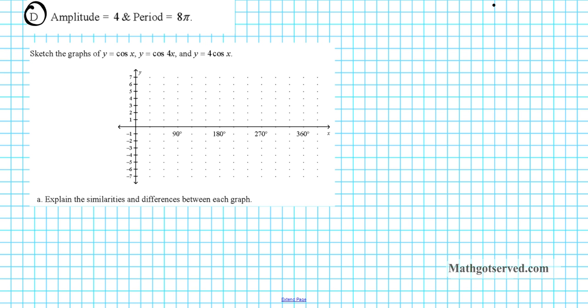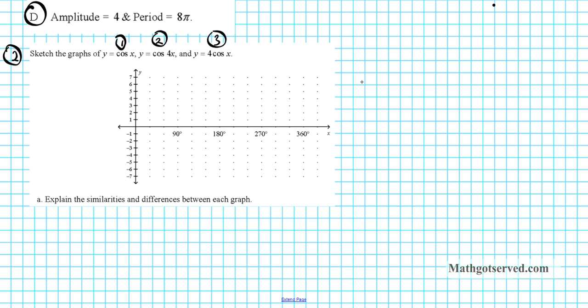Okay, let's take a look at number 2. We are asked to sketch the graph of these 3 functions and basically say what their similarities and differences are. All right, so let's start with function number 1. We are going to be graphing 3 cosine functions. So let's start with the first one.